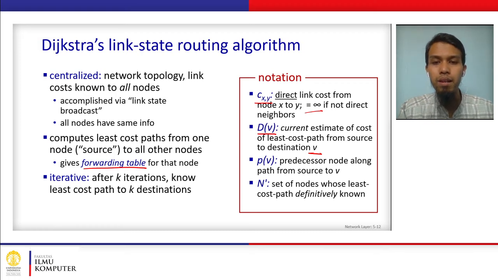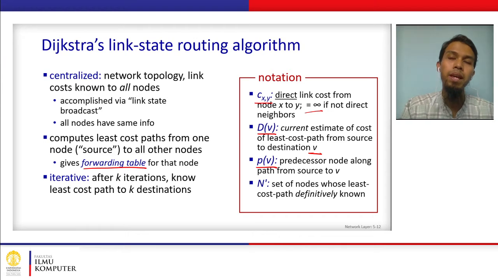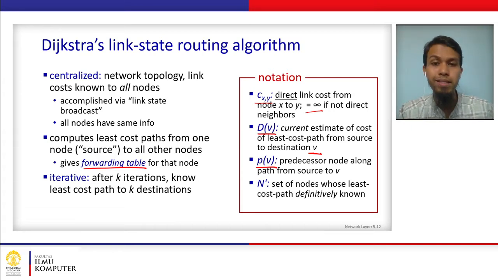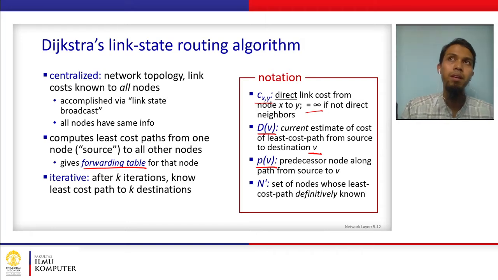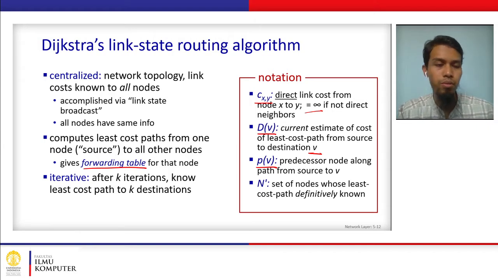Then there is p(v), the predecessor node along the path from source to v. For example, let's say the source is x and the destination is v. What is the predecessor node of v on the path from the source? For example, if to reach v from the source we have to go through x, then x will be the predecessor node of v. We'll see this later with the example.